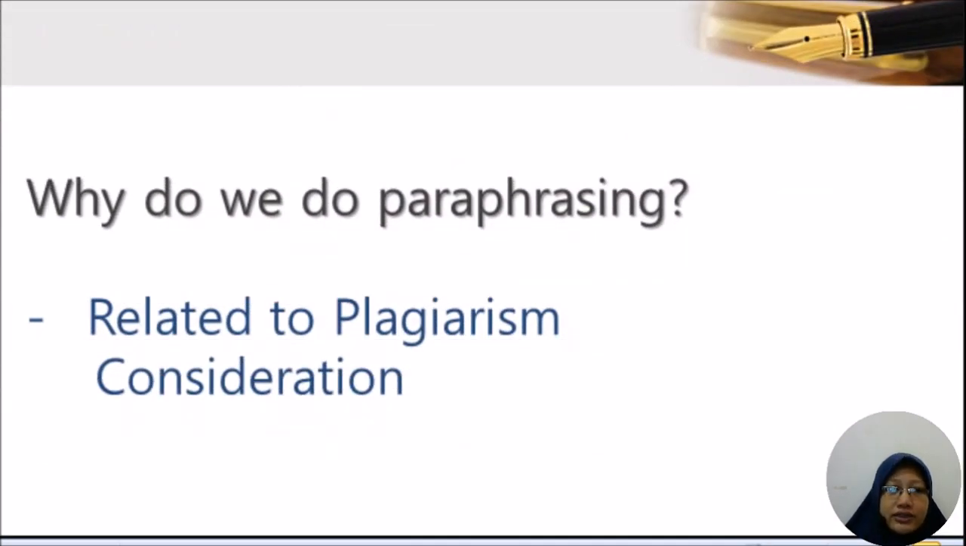Okay, so this is the reason. Why do we do paraphrasing? The relationship is with the plagiarism consideration. In an academic environment, we are not allowed to do plagiarism. So actually there is some constraint about what is plagiarism, about how many percent our text is similar with the original text.